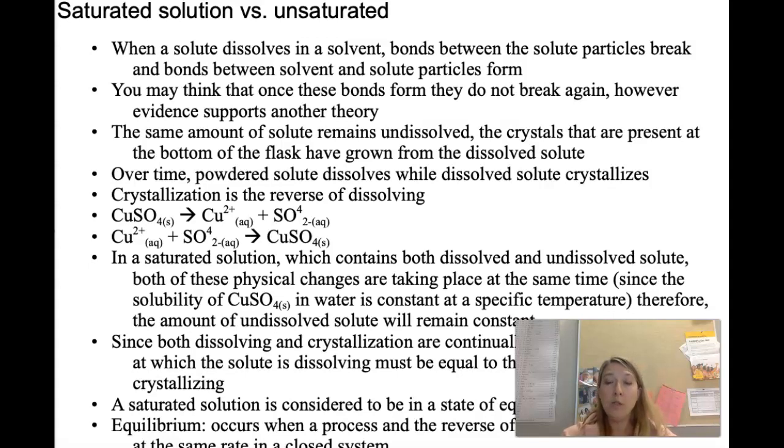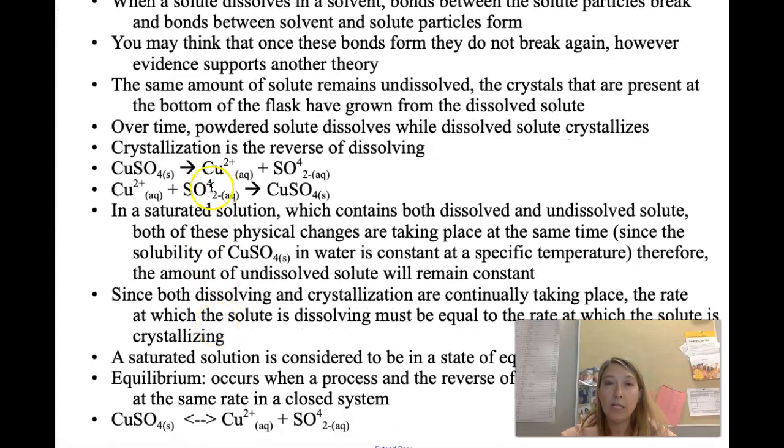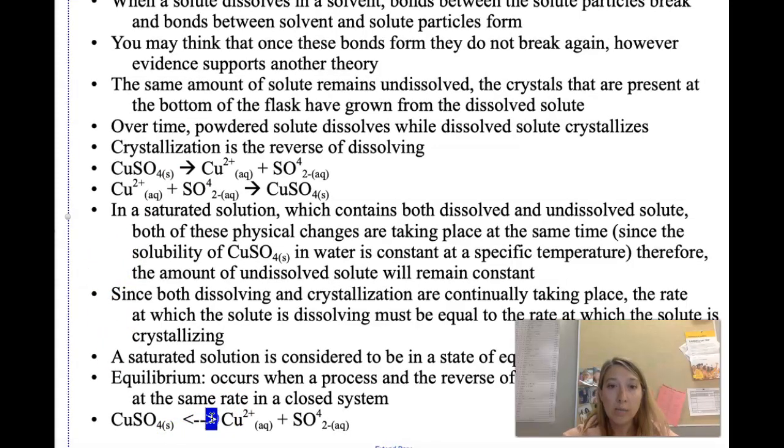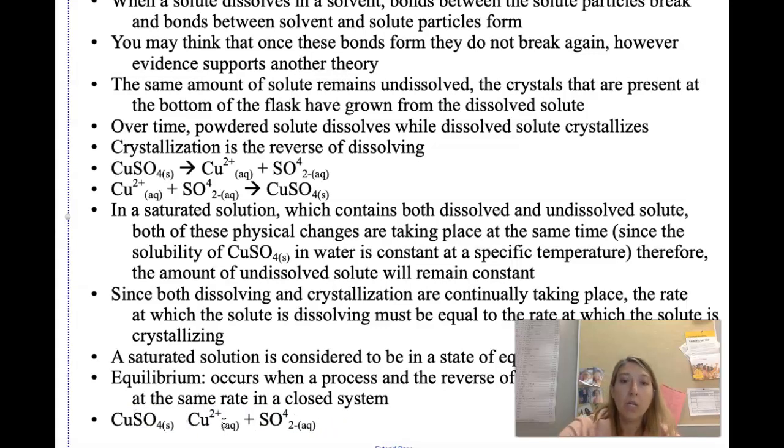So when we write dissociation equations, we need to pay attention to whether the solution is saturated or not. Because if it's an unsaturated solution, I'm going to use a single-headed arrow when I write that equation. But if it's a saturated solution and both processes are happening at the same time, we're going to use a double-headed arrow. I know this is the arrow that's in your notes, but usually we don't draw it that way. Let's see if it'll let me move my cursor around.